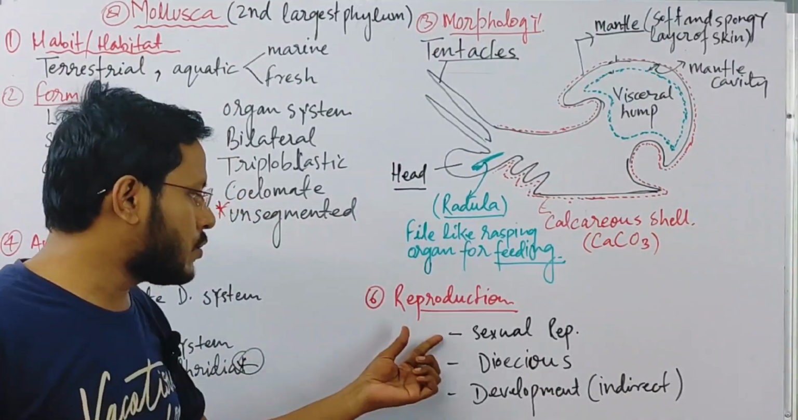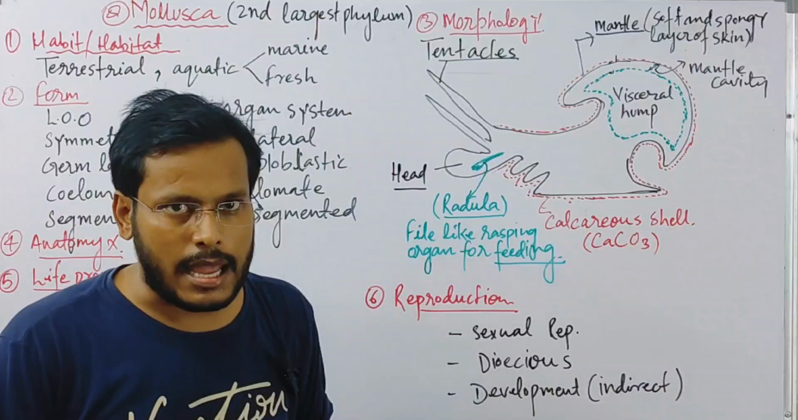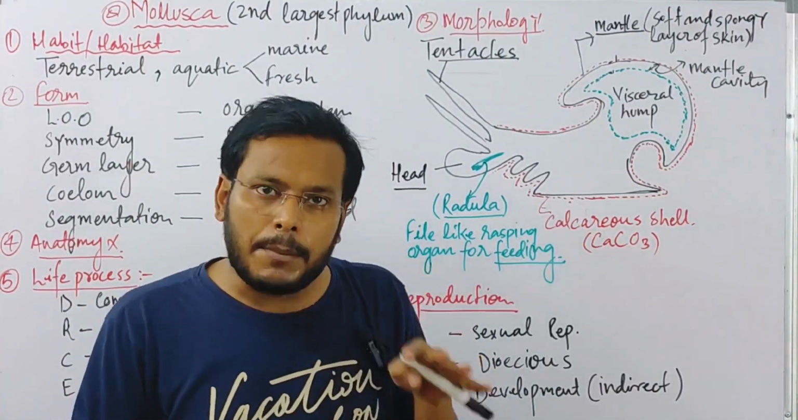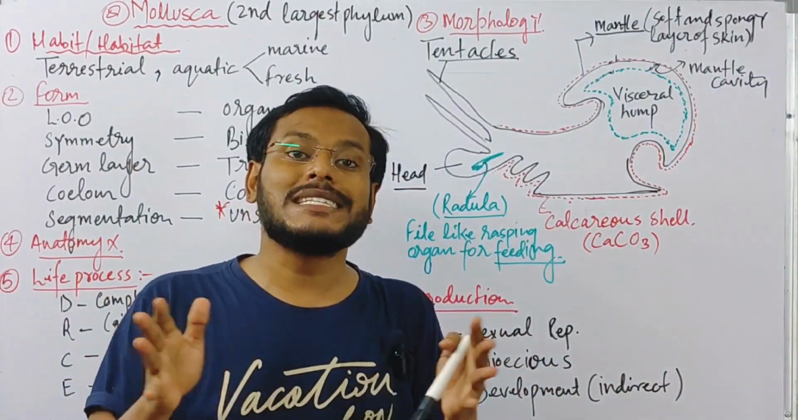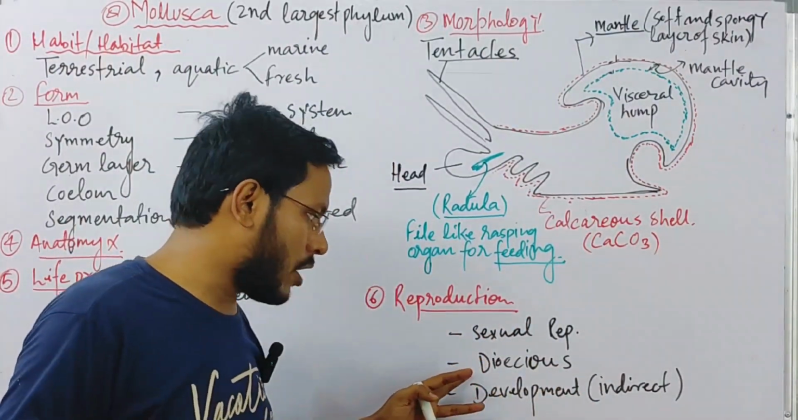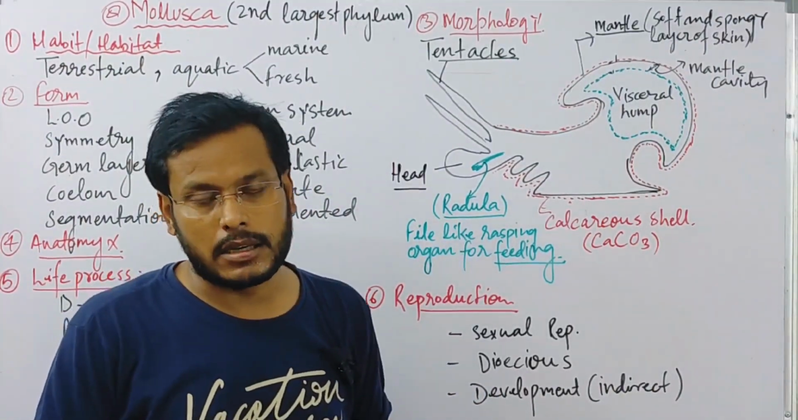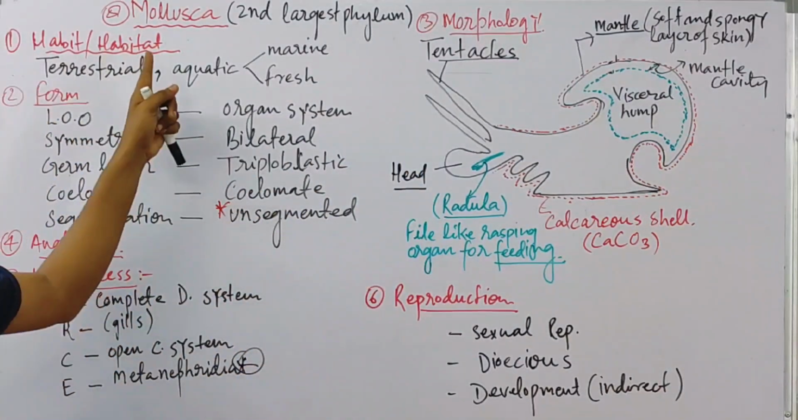Reproduction will be sexual reproduction, and it will be dioecious. What is meant by dioecious? Dioecious means the female reproductive organ and the male reproductive organ will be on separate bodies, so that's why it is dioecious. Now what about the development? Development will be indirect. Now we are moving toward the example of the mollusca.